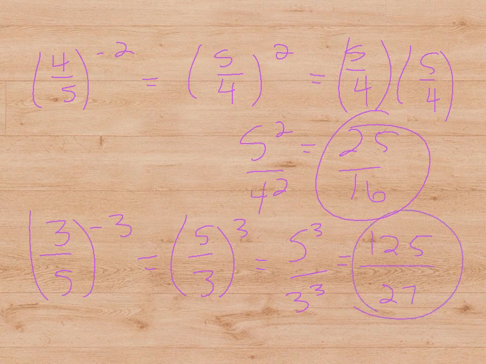I know those don't reduce because the only number that made up the bottom of the fraction is 3, and the only number that made up the top of the fraction is 5. So 3 and 5 have no common factors. And that's a wrap. Hopefully you know more about negative exponents.